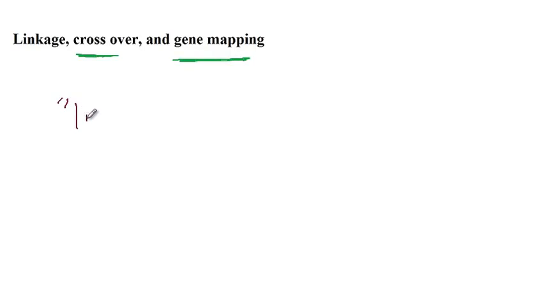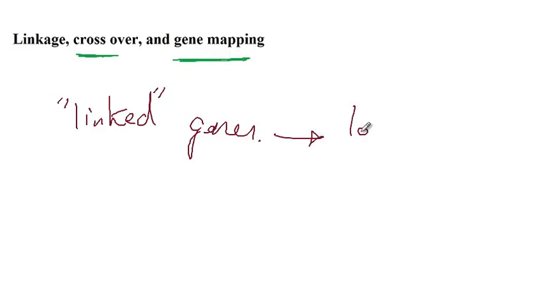So linked genes refer to genes that seem to violate the principle of independent segregation, because these genes are located on the same chromosome.